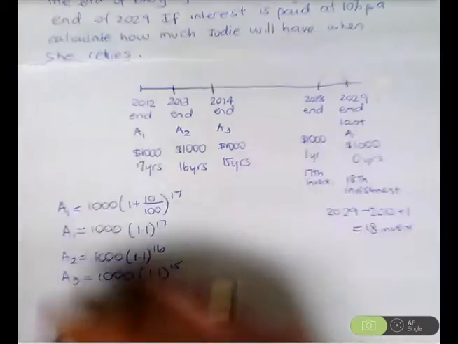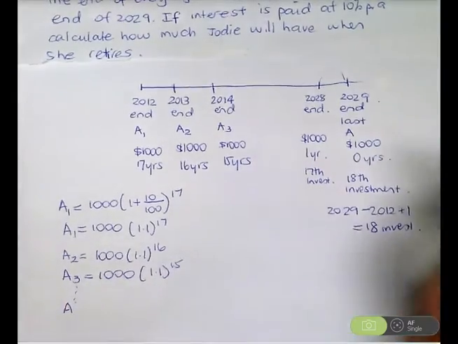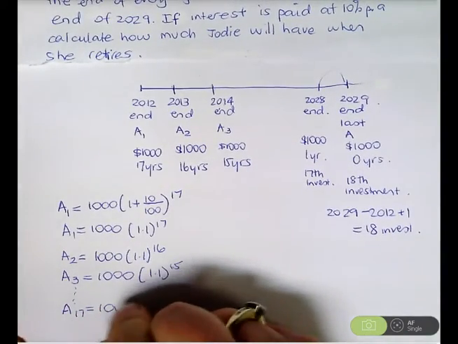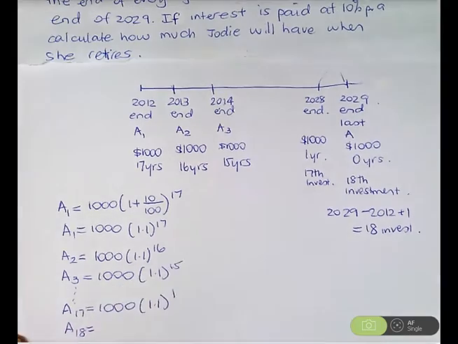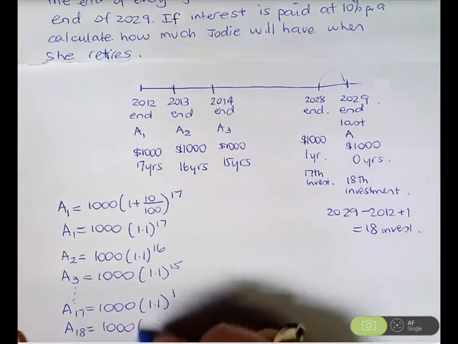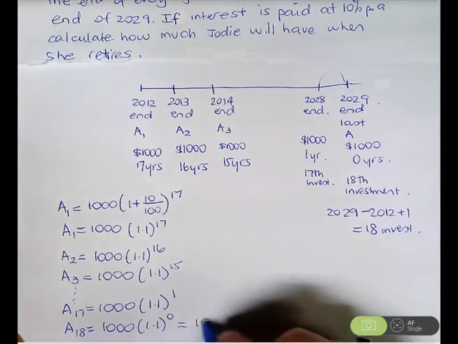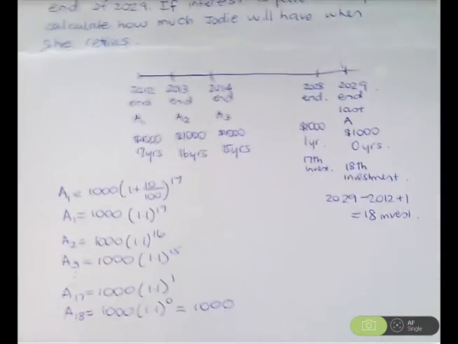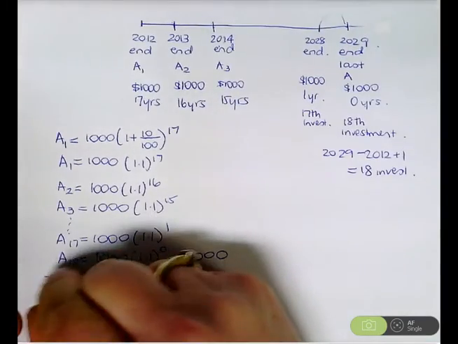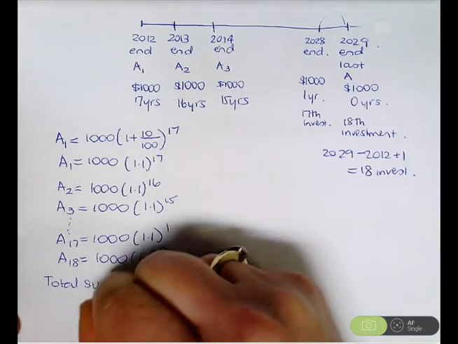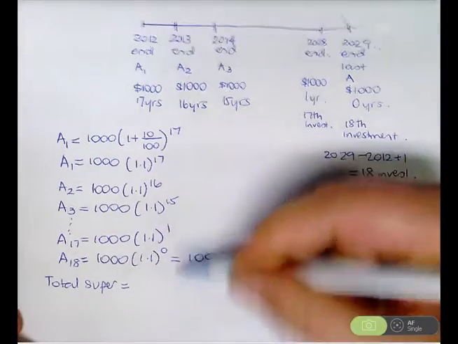The 17th investment stays in for 1 year, and the 18th investment, the last investment, stays in for 0 years, which is just the 1,000 that gets put in and doesn't earn any interest. So therefore the total superannuation will be the addition of all of these.